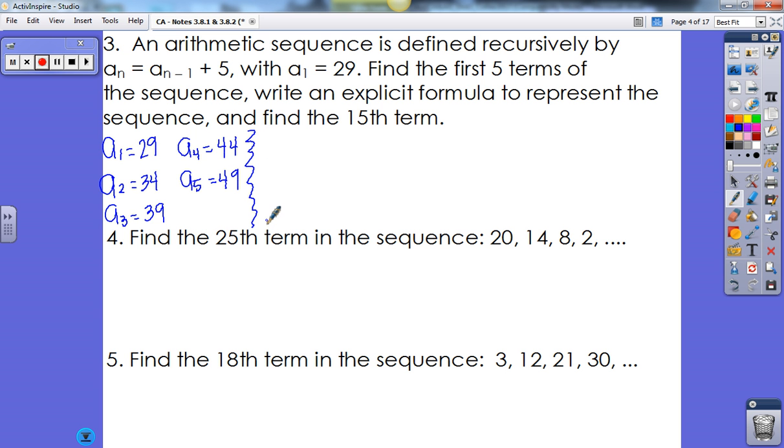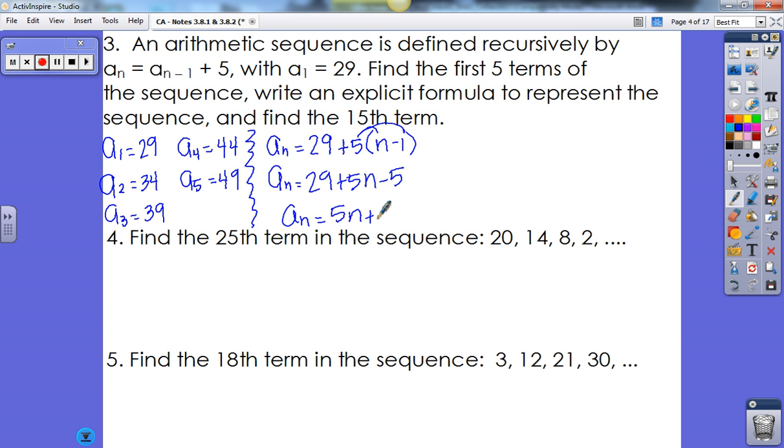Then it asks me to write an explicit formula. So I'm going to plug in what I know into the explicit formula. Remember, this is recursive. So my first term is 29. My common difference is 5. And I'm plugging in those two values. When I simplify that by distributing my 5, I've got 29 plus 5n minus 5. So that simplifies to be 5n plus 24.